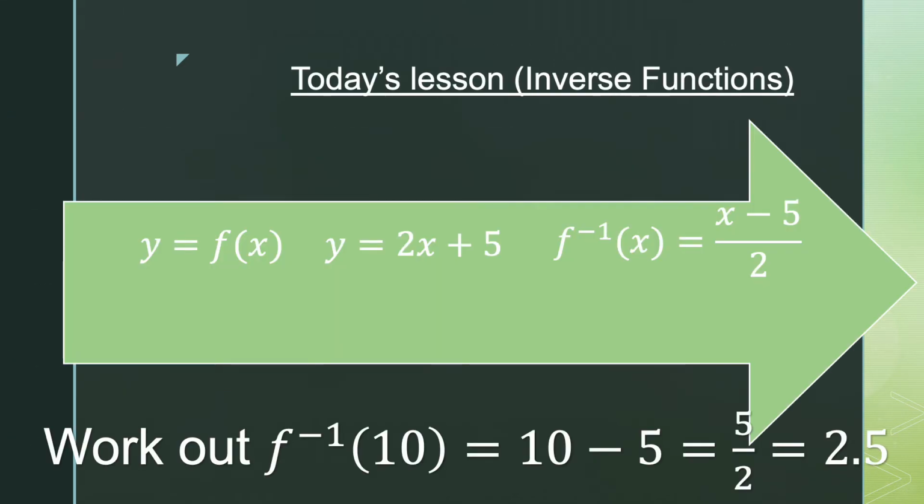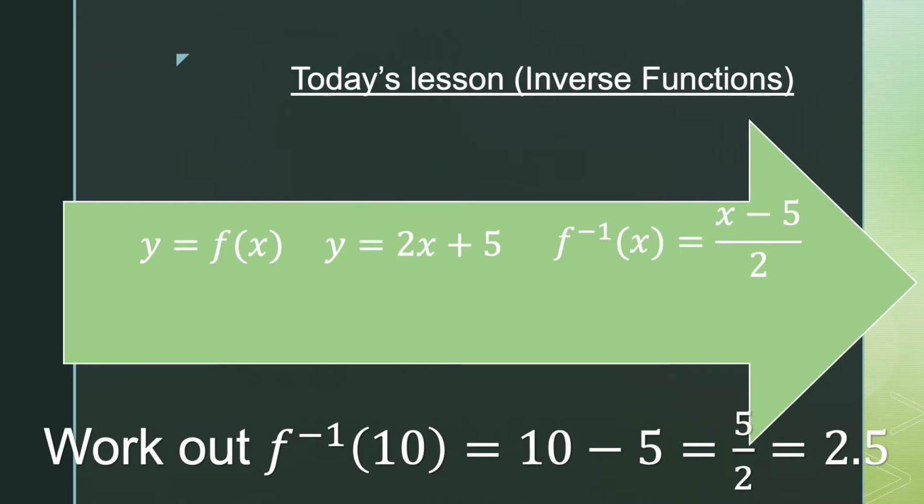Right guys, we're going to start today's lesson by looking at inverse functions. An inverse function means that I'm doing the opposite operations to my function. So here I've got y equals f(x), so y is equal to 2x plus 5. The opposite of adding 5 is to subtract 5. The opposite of times by 2 is to divide by 2. So my inverse function is f inverse of x equals (x minus 5) over 2. That is how I would do that.